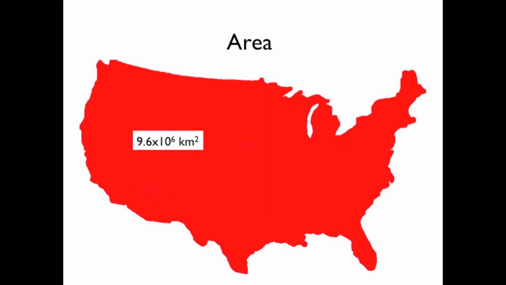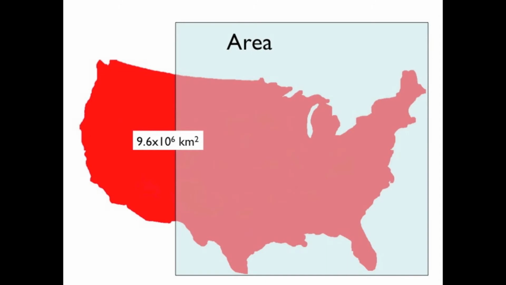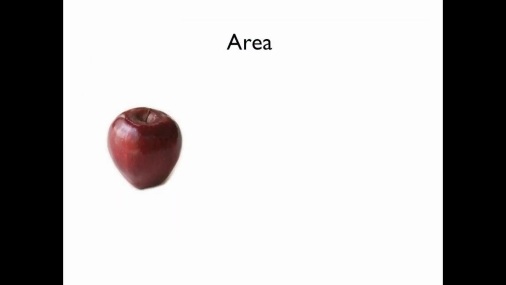The United States has a surface area of about 9.6 times 10 to the 6th kilometers squared. This irregular shape has the same area as a flat square, 3,100 kilometers on each side. But just as lengths don't need to be straight, areas don't need to be flat.